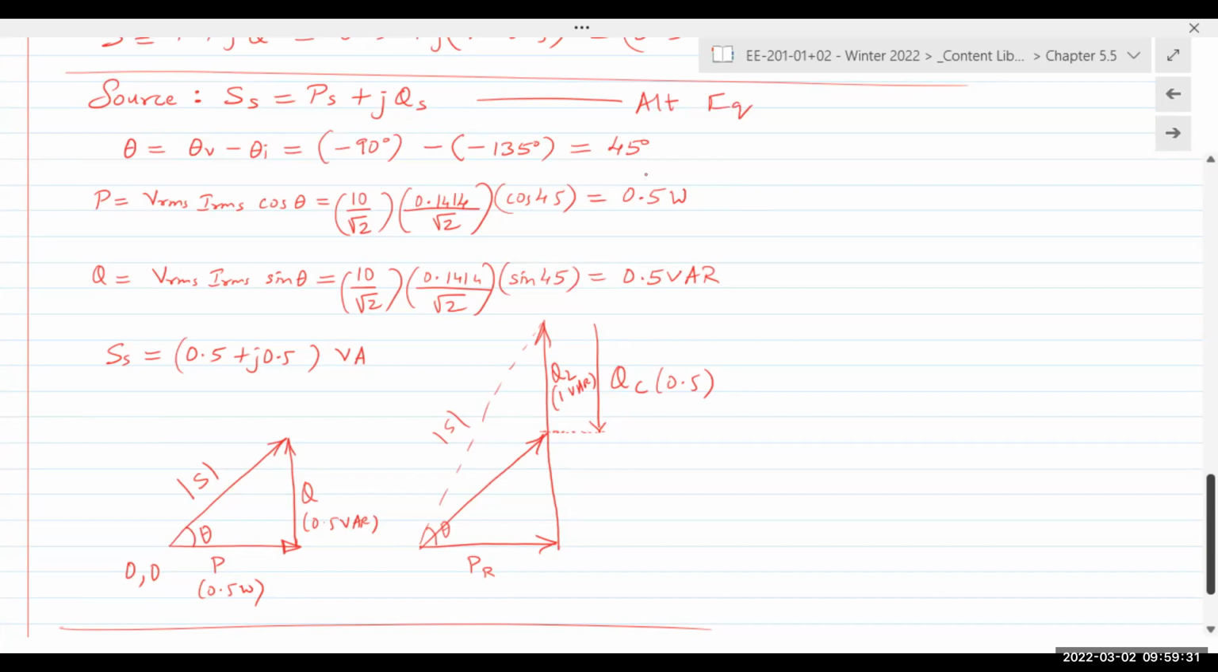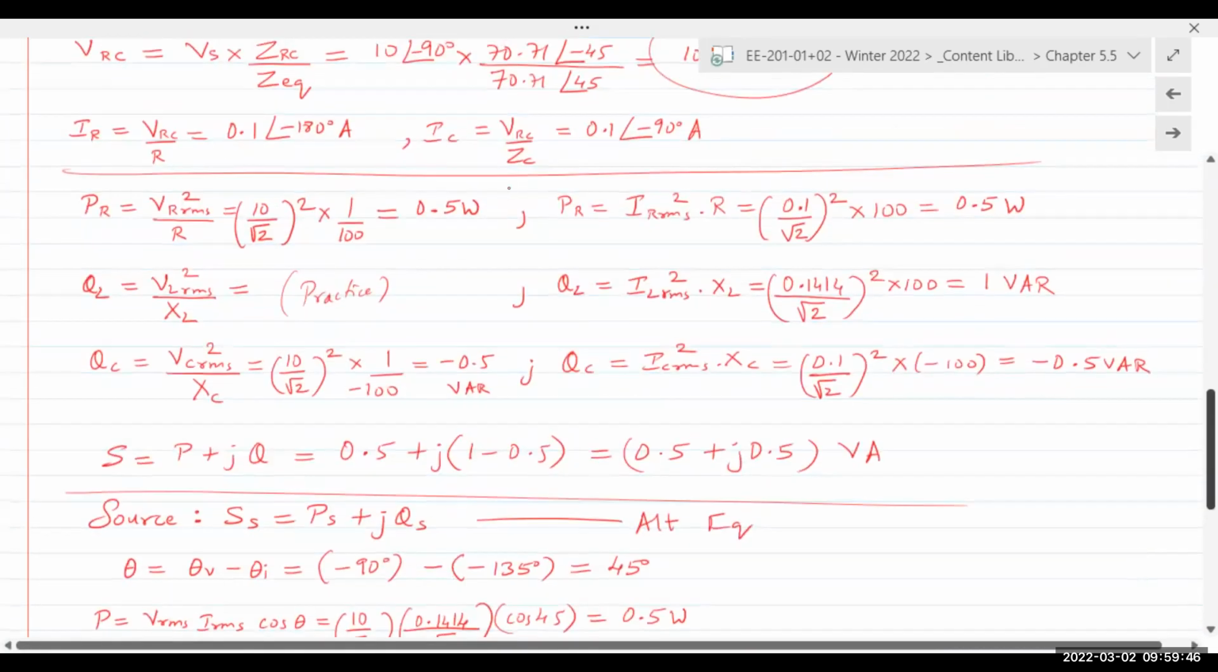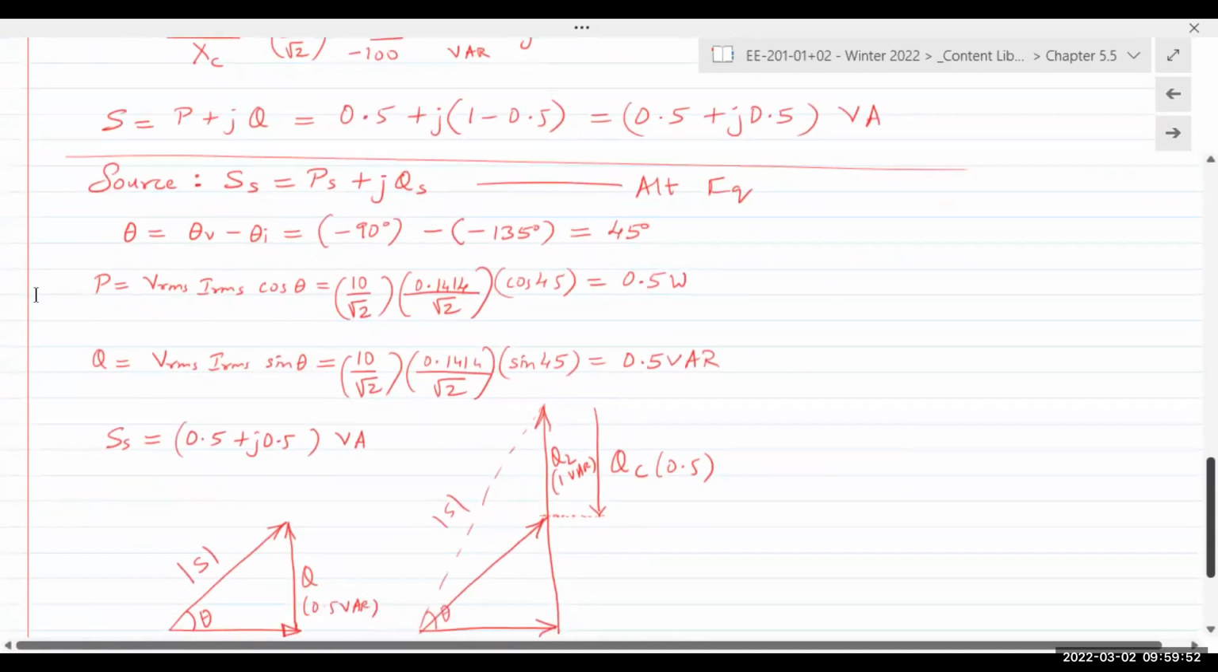Unless the question asks you to find the power for the inductor or the capacitor, there is no need to do everything else that we did above. If it's only asking you for the source, then there's no need to do all of this. You can simply go from the total current supplied by the source, apply these equations, and done. Make sense?